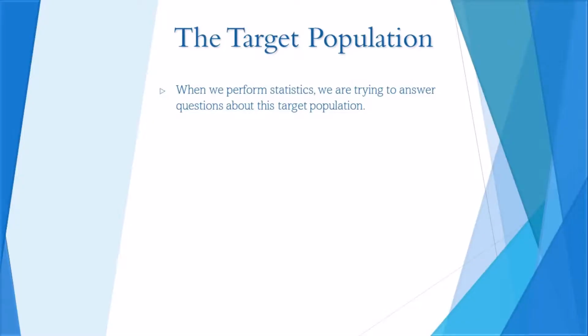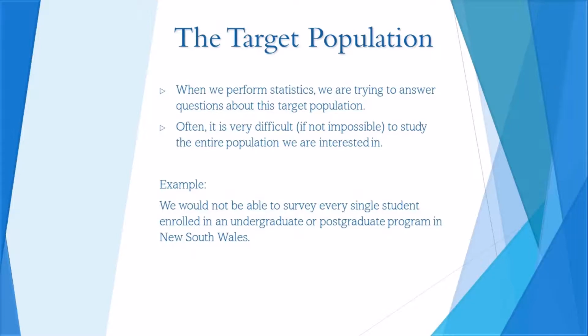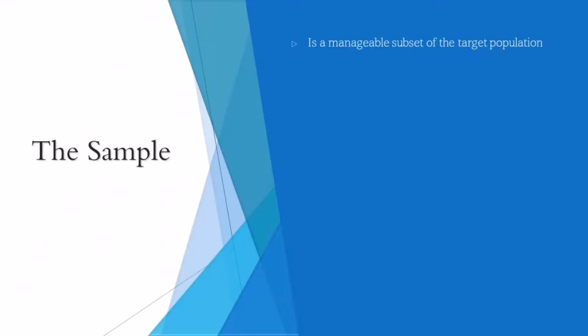When we perform statistics, we are trying to answer questions about this target population. However, it is often very difficult, if not impossible, to study the entire population we are interested in. We would not be able to survey every single student enrolled in an undergraduate or postgraduate program in New South Wales. This is where the concept of a sample comes in. A sample is a manageable subset of the target population that is both unbiased and of a large enough size to represent the population accurately.